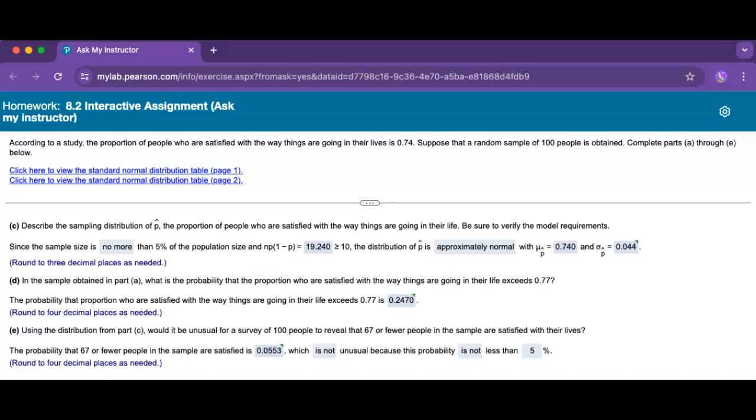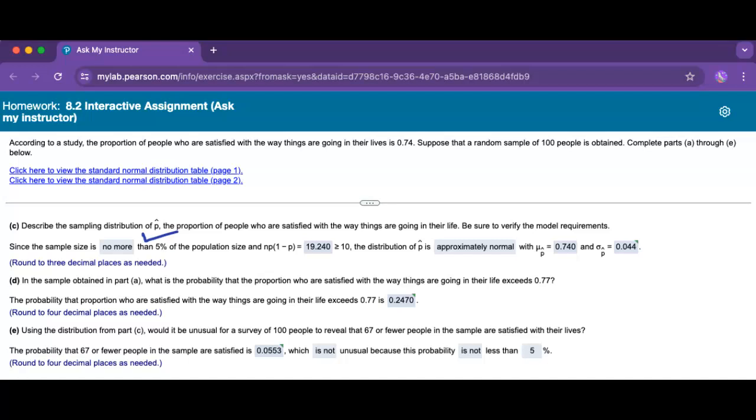Now remember, this requires two checks. The first check is that the sample size has to be less than 5% of the population size. Okay, so we're going to take care of that first. Now the population of the U.S. is much more than 5% of that is going to be much more than what the sample size is of 100.